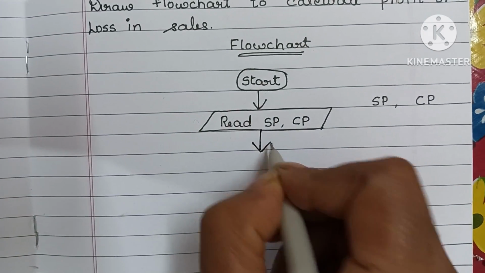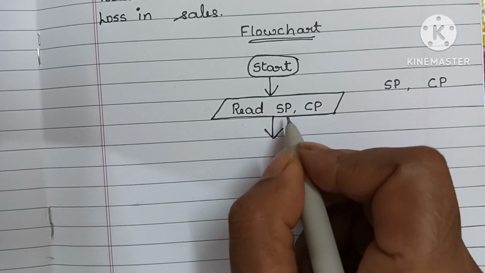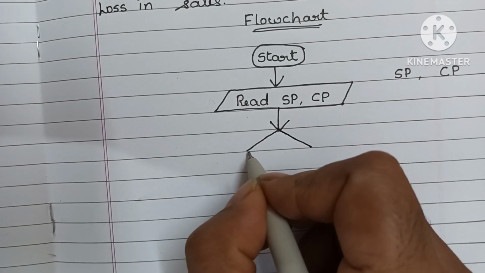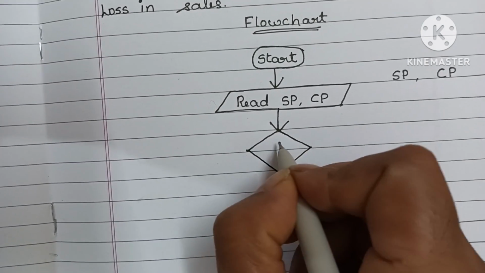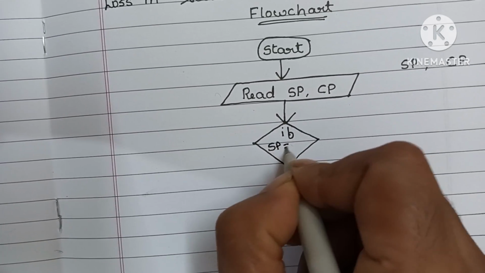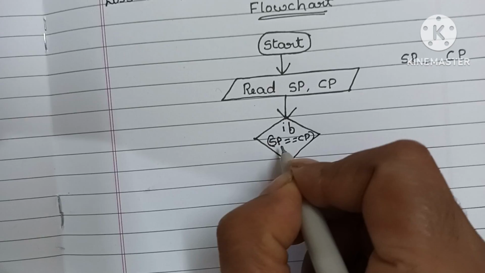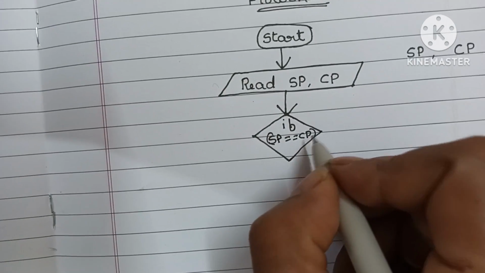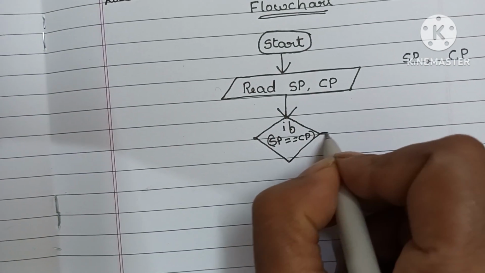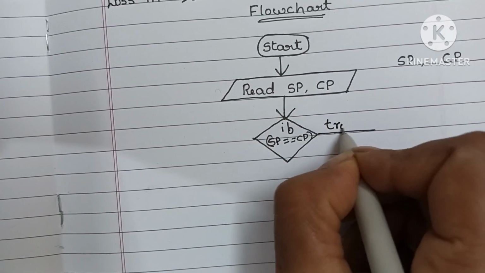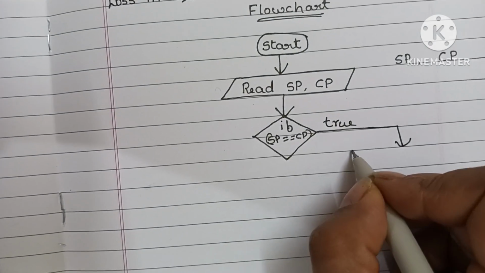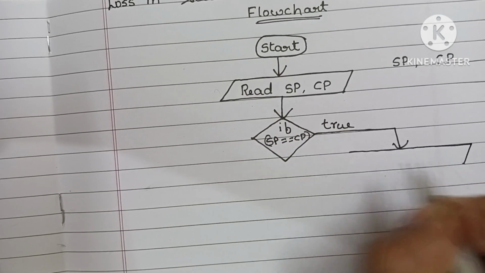Next we have to compare SP and CP. Comparison is always done within a diamond shape. So here we have to draw a diamond shape, and within that we have to compare. If SP is equal to CP, here selling price is equal to cost price. If selling price and cost price are the same, there is no loss or profit, right? So if this condition is true, we have to print no loss or no profit.